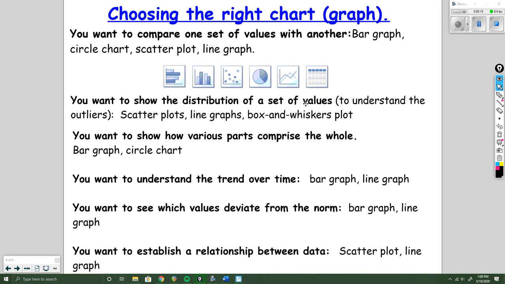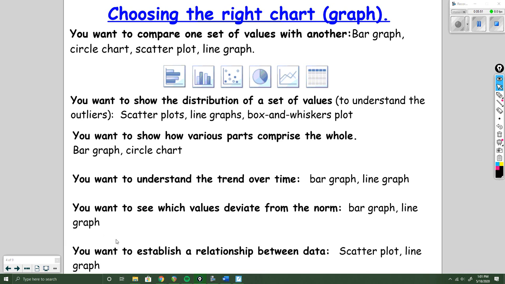If we want to show the distribution of a set of values, to understand the outliers, we can use scatter plots, line graphs, or box and whisker plots. Remember, last lesson we talked about histograms, with the distribution. If we want to show how various parts comprise the whole, a pie chart or circle chart, or a bar graph could do that. If we want to understand the trend over time, time is often the x-axis, so a line graph would be perfect for understanding the trend over time.